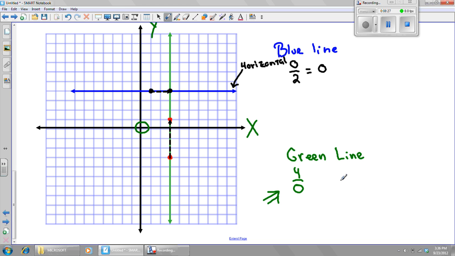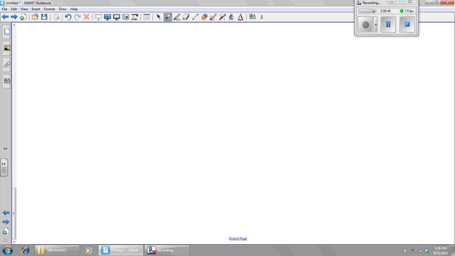With a vertical line like this green one, we say that it has no slope. The vertical line has no slope. And that's always true. One way to tell if something has slope, ask yourself, can I ski down it? Let's pretend we had a hill that looked like this. Could you ski down that hill? Sure you could. That has slope.